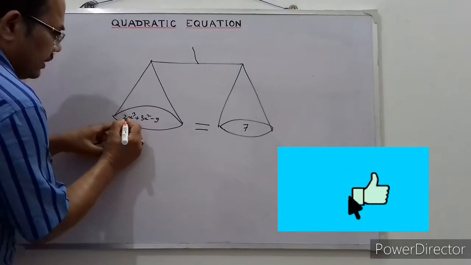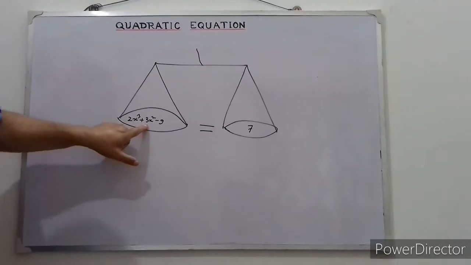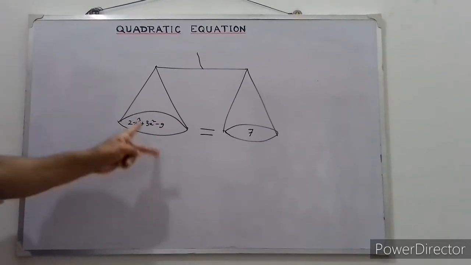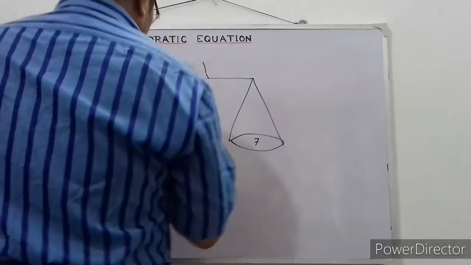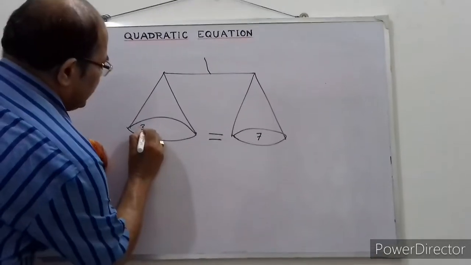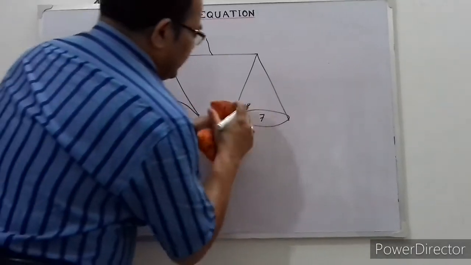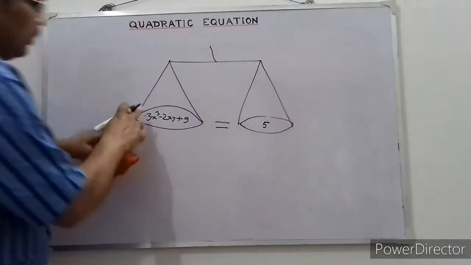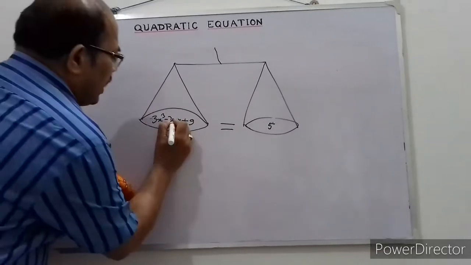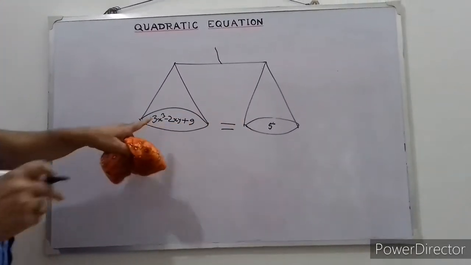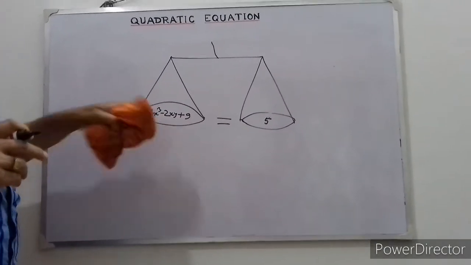Here 2, 3, 9, 7 are constants and x is variable. So this is a single variable equation. Equation of single variable means variable is only one, that is x. But if here it is suppose 3x cube minus 2xy plus 9, and here suppose it is 5, so here variables are x and y. 3x cube minus 2xy plus 9 equals 5. So here the variables are 2. So this is also an equation but of two variables.